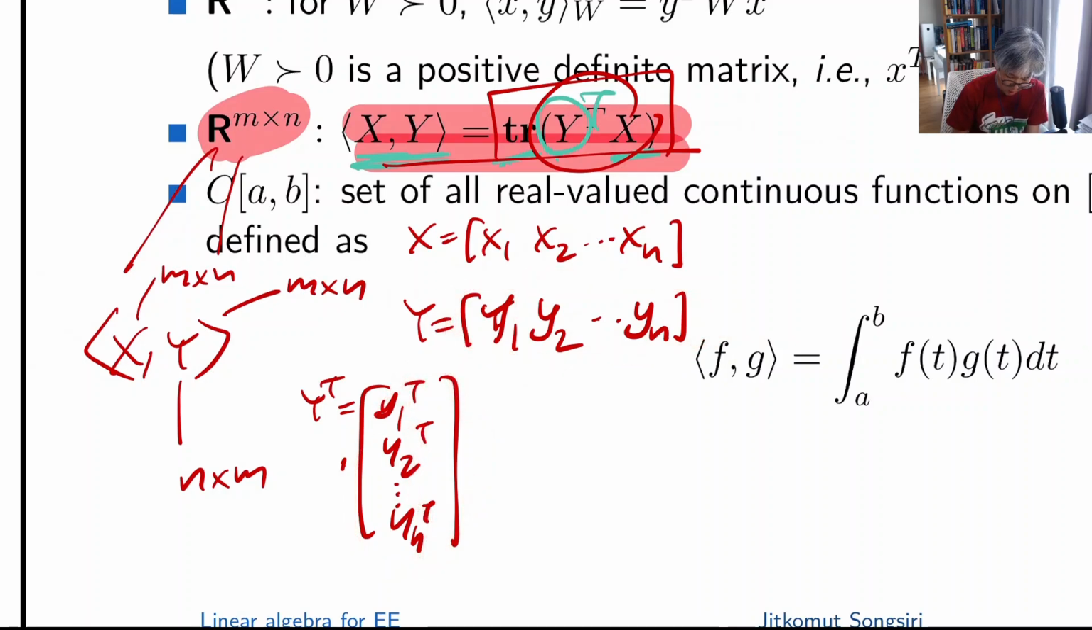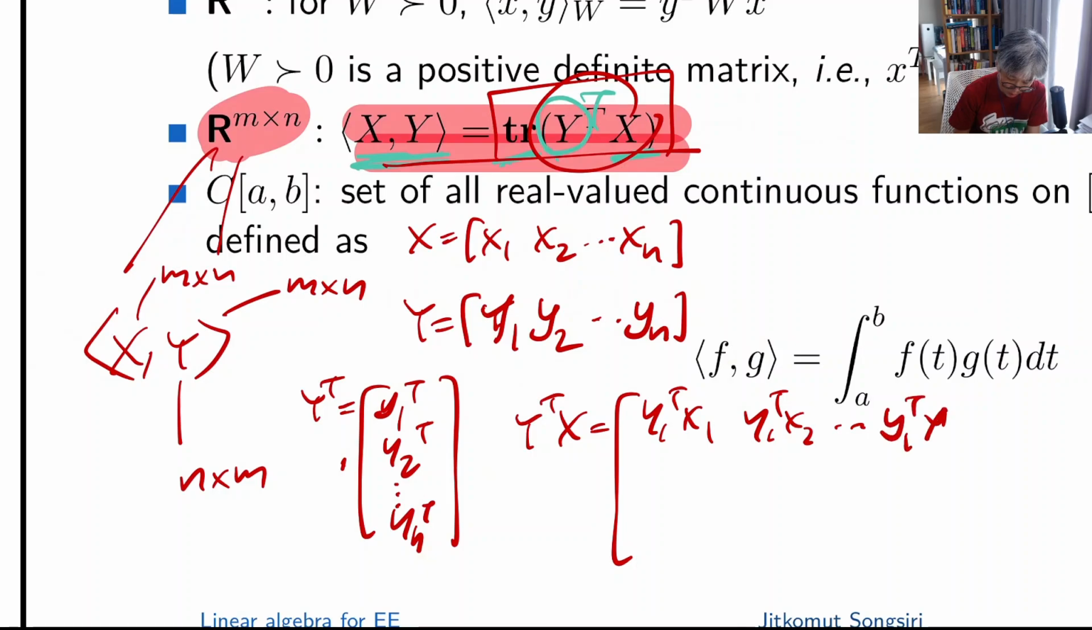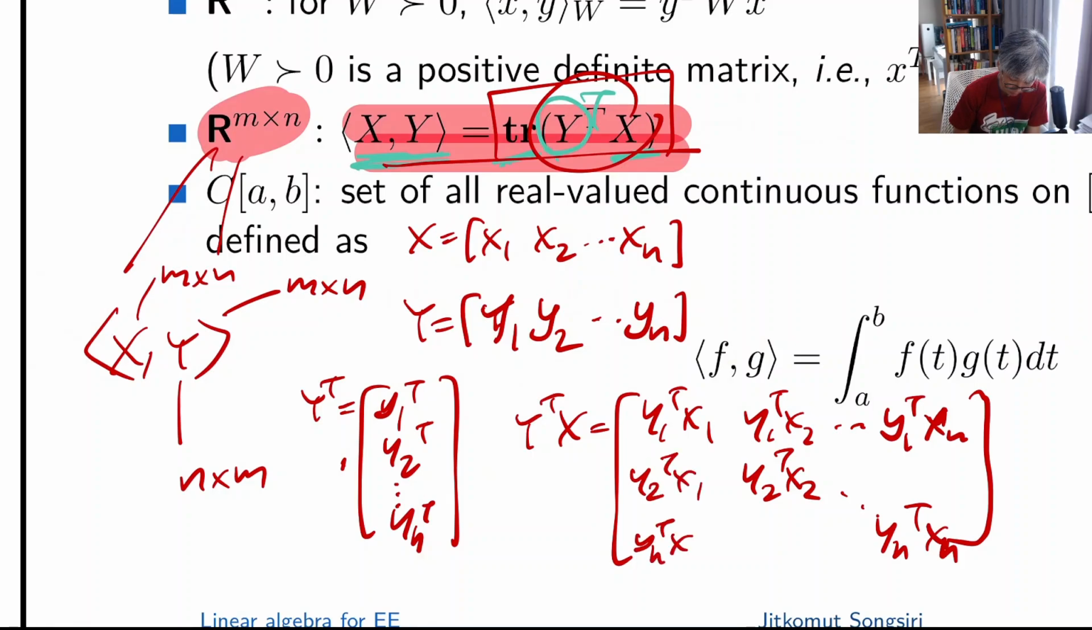Okay. So in this form, y transpose x is going to be y1 transpose x1, y1 transpose x2, dot, dot, dot, y1 transpose xn. And as you can see, you're going to get yk transpose xk in the diagonal. And by this notation, what you actually do is take the sum along the diagonal. So it's going to be the sum of yk transpose xk, and all of these terms are scalars.